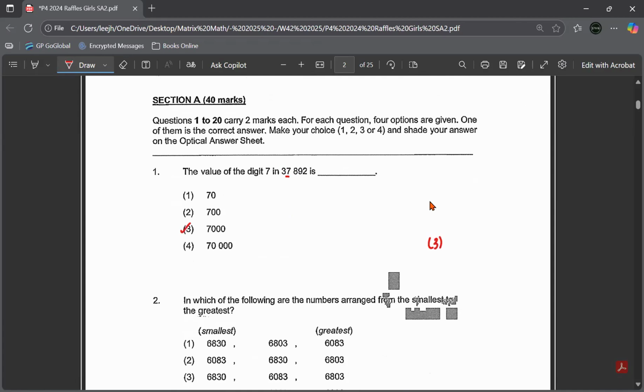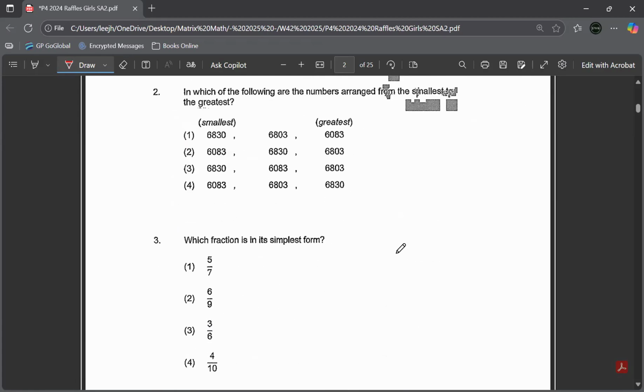Number 3. Question 2, which of the following are the numbers arranged from the smallest to the greatest? There is a printing error, but you can actually make it out. You have no reason to get this wrong unless you are careless. So your answer is actually number 4. This is the smallest, 6,083, then 6,803, then 6,830.